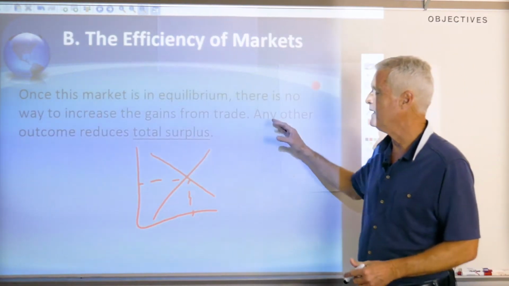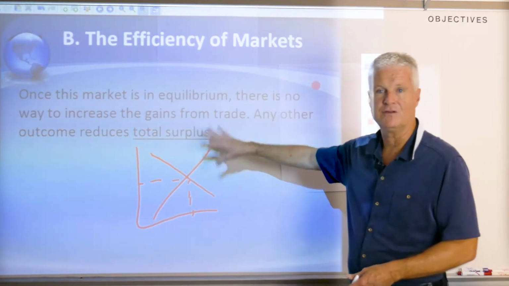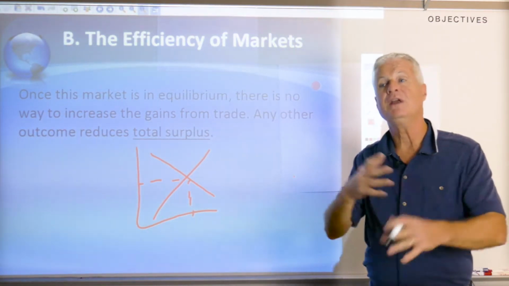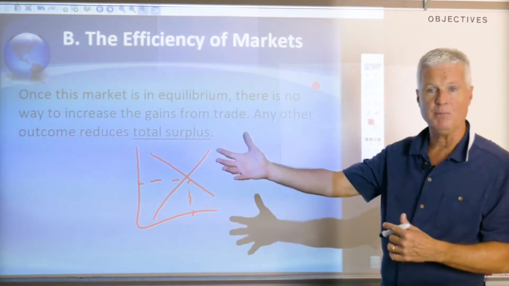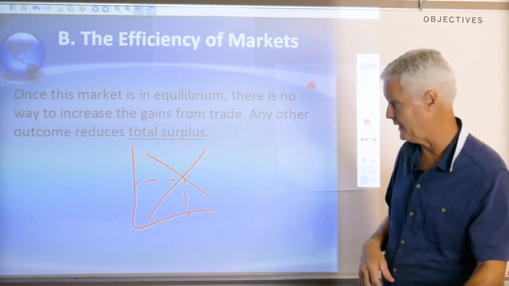Okay, the key is, once you're here, you cannot increase your gains for either party. Equilibrium's perfection. The market decides. That's what people want. That's what businesses want to make. We're using our resources effectively.